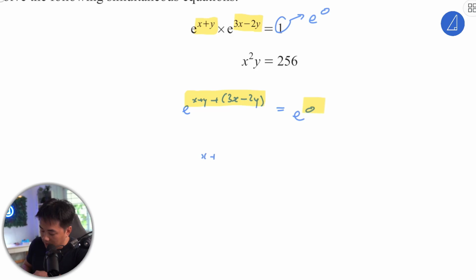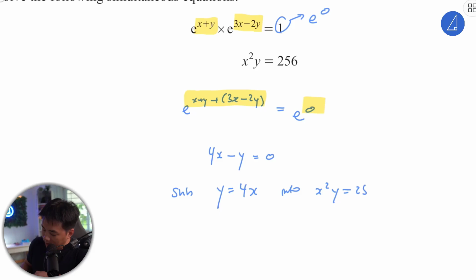So it's x plus y. This will be 4x minus y equals to 0. Okay, so from here y is equals to 4x. So I'm going to take y equals to 4x into the second equation. Okay, so it's x squared y equals to 256.